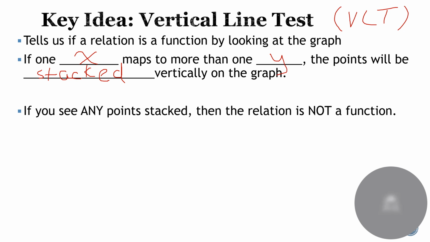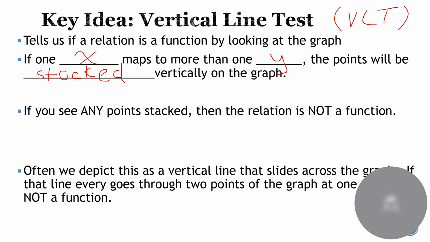Okay. So when you're looking at the graph, if you see any place on that graph, even just one place where 2 points are on top of each other, what that means is that you have an x value that is mapping to more than one y value, and it is not a function. So usually when we're talking about the vertical line test, we could talk about it passes the vertical line test, but a lot of times what we're looking for is a point of failure.